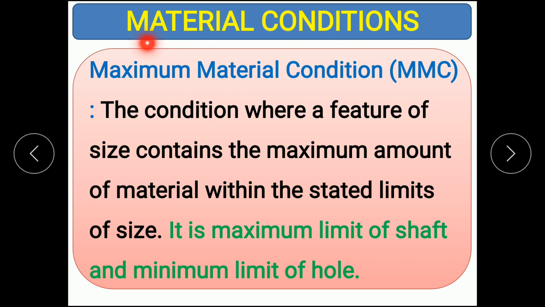Material conditions. There are two material conditions: maximum material condition and minimum material condition. First, let us take maximum material condition. What is the meaning of this? It is the condition where a feature of size contains the maximum amount of material within the stated limits of size.